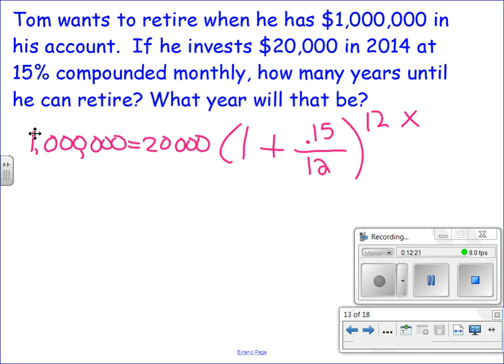So first of all, no, he's not going to be dead. But I wanted to give you a little heads up. This is not really a real life scenario, because most people don't just put a one-time investment in and then never touch the money. That's what's happening here. Most people keep adding 20,000 every year to that money. You know what I mean?